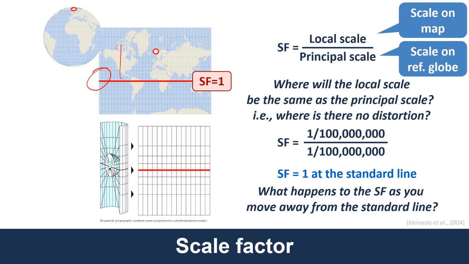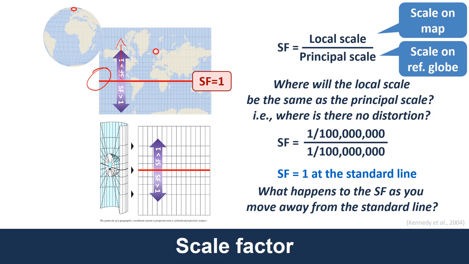And as we've seen before with this particular projection, which is a Mercator projection, distortion increases as we move away from the equator. So what's going to happen to the scale factor? It's also going to change. In fact, scale factor is going to become greater than 1 as we move away from the equator or from the standard line, which would be a better way of putting it.